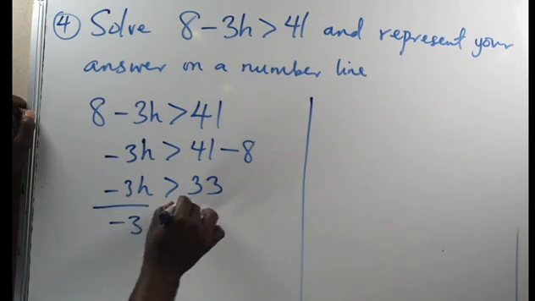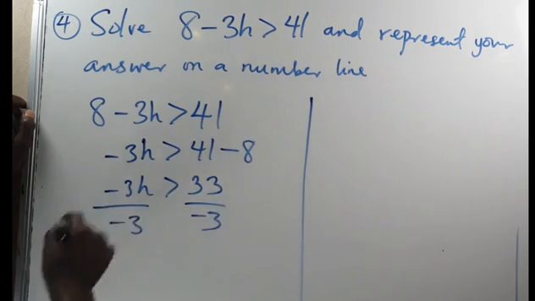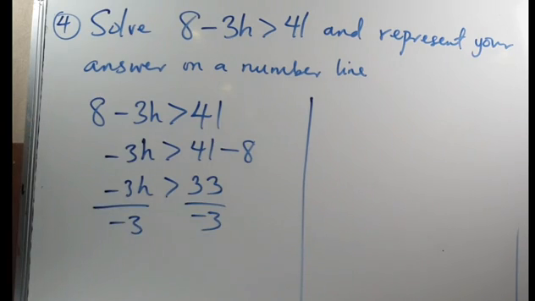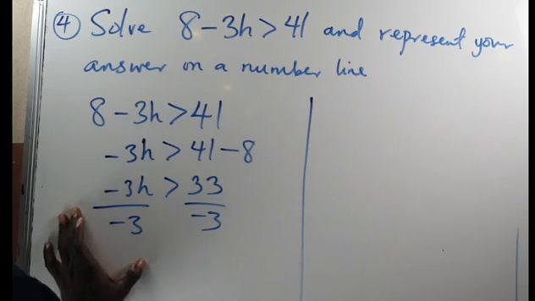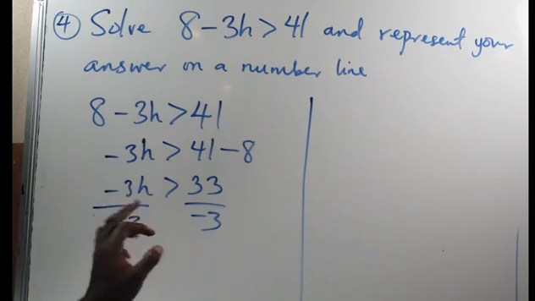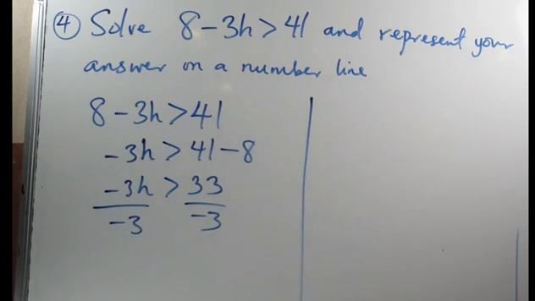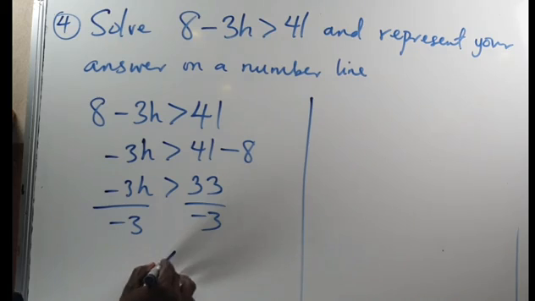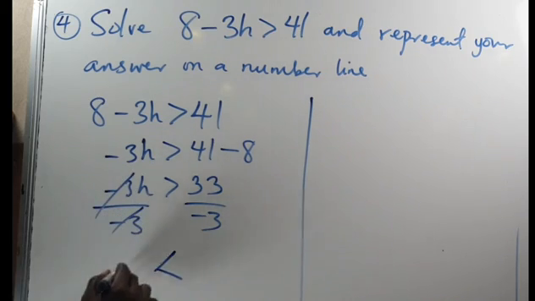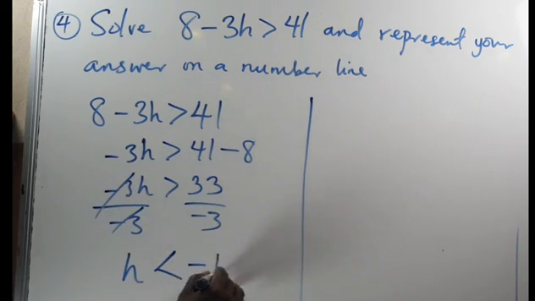Now we're going to divide both sides by what? Minus 3, right? So now here, anytime you divide both sides of an inequality by a negative number, the symbol will change and it will become what? Less than. So that will be h less than minus 11. So I hope that is clear.